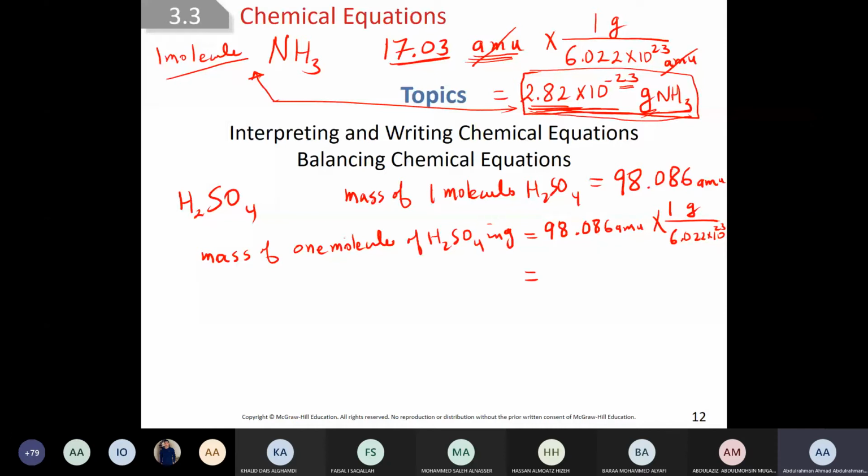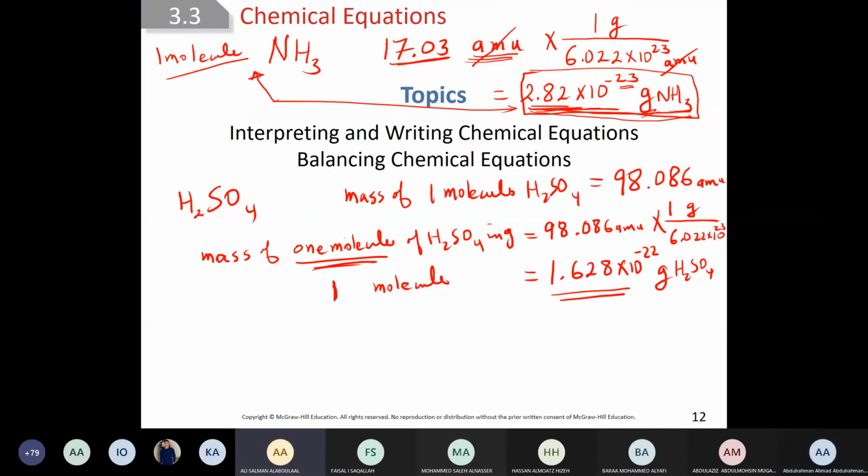And what's the answer? 1.628 times 10 to the power minus 22. What's the unit? Gram. Gram of H2SO4. But this is the mass of what? One molecule. Doctor, in the first one, isn't it the mass of 1 mole? No, the AMU is the molecule.